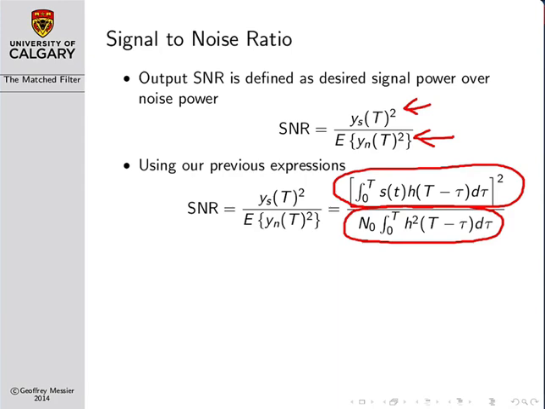So at this point in the derivation, what we want to figure out is what the filter response h needs to be in order to maximize this signal-to-noise ratio, right? Because we're focusing very specifically on demodulator design. h is one of the design parameters under our control. And given that we know s, given that we know our noise power, how do we construct h in order to maximize our signal-to-noise ratio?